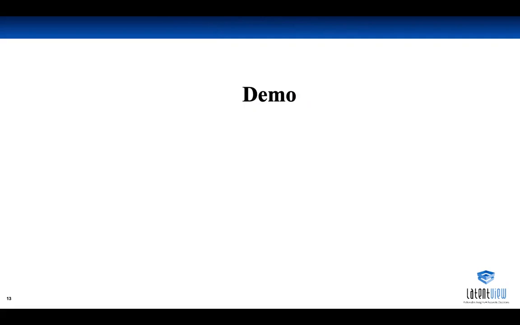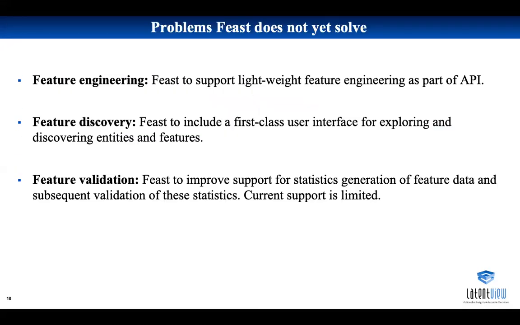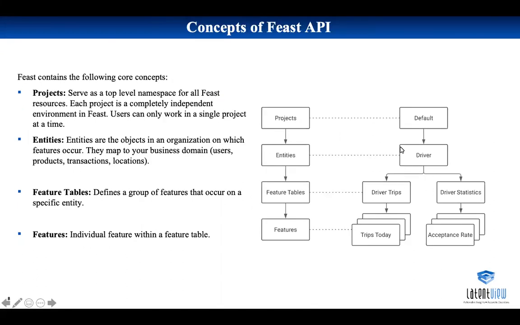Okay, then let me take you guys through a small demo. It's a very small example, and I took the example from Uber's concept itself, because I think you guys are already familiar with the terminologies we are using. We have project, entities, feature tables and features, and we have driver trips and driver statistics. Driver trips is how many trips a driver has done in a day, and driver statistics will cover the acceptance rate of a driver, the conversion rate of a driver, and the average trips taken in a day. So that will be on a daily basis.